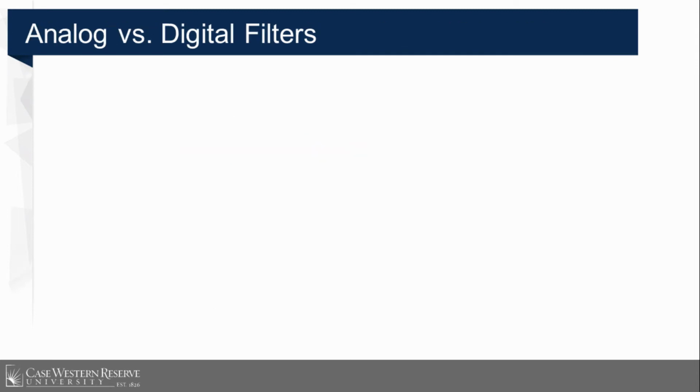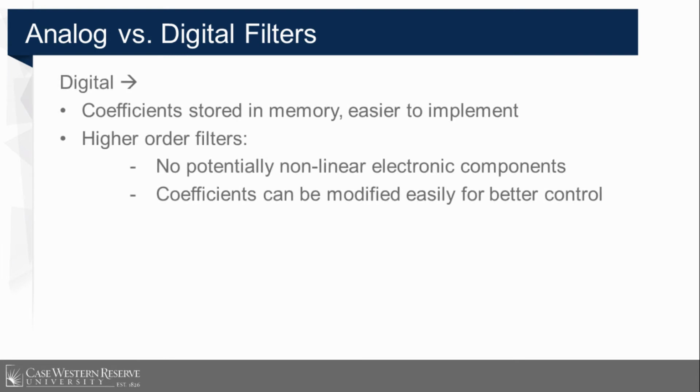All right, so we've seen the difference between two different types of digital filters, but I just want to very briefly talk about the difference between analog and digital filters. These digital filters that we've just talked about have discrete coefficients. These coefficients can be stored in memory, which often makes these filters very easy to implement. Also for higher order filters, where we have a lot of coefficients, these are pretty easy to implement in comparison to analog filters.